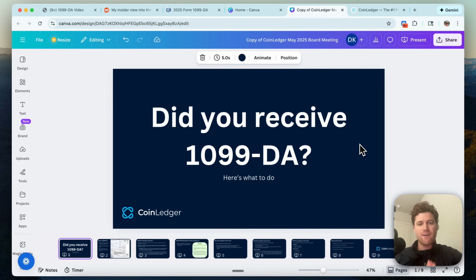Did you receive a Form 1099-DA from your cryptocurrency exchange or wallet? If you did, we're going to run through what is 1099-DA and what you should do about it.